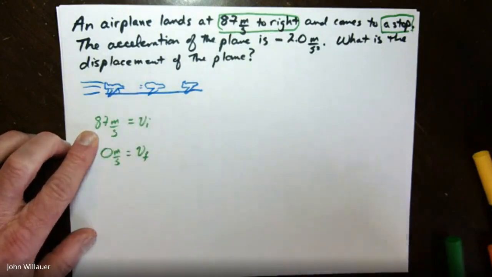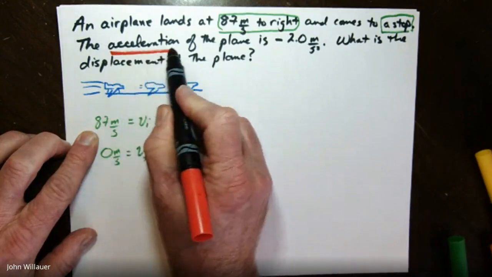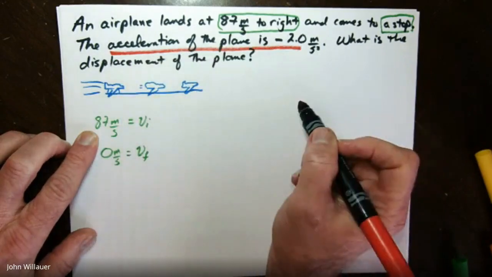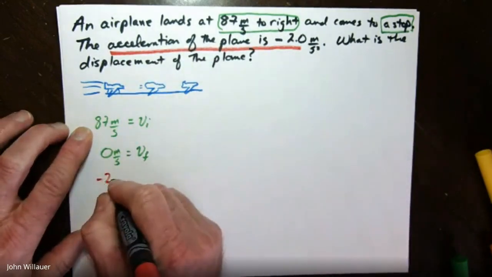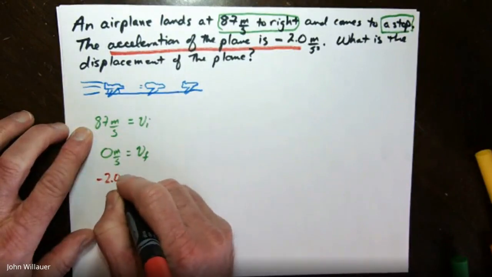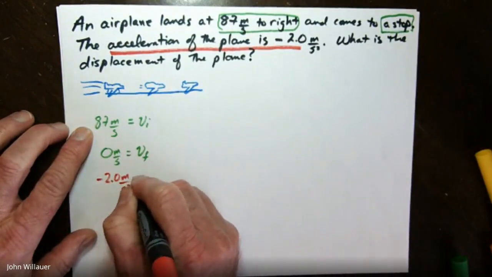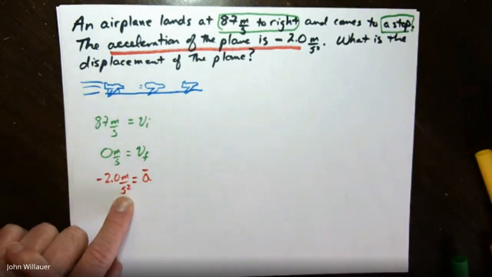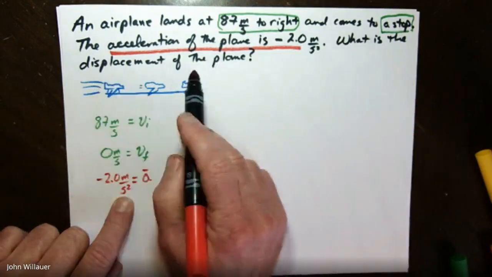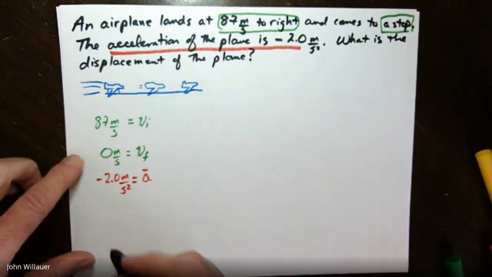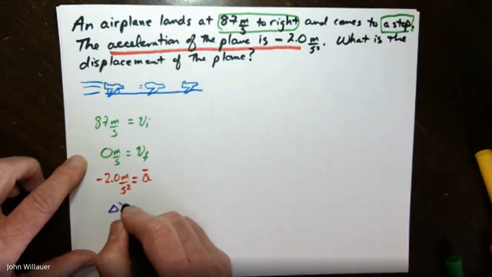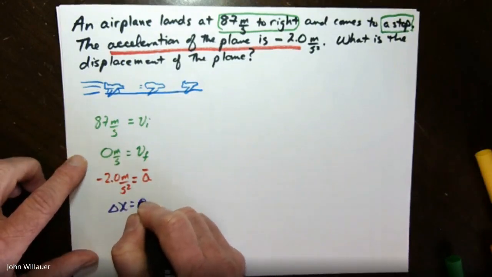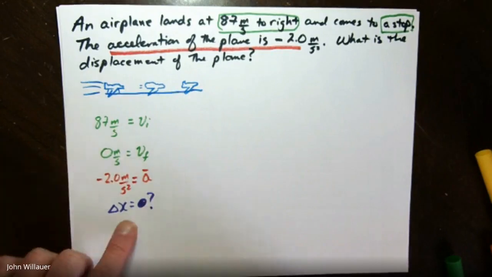We go on, and here it says the acceleration of the plane is -2 meters per second squared. So we'll write that down, -2 meters per second squared. And that has to be our average acceleration here. And we read on, what is the displacement of the plane? So again, we're looking for displacement. We don't know what that is. So that's where we start this problem off.